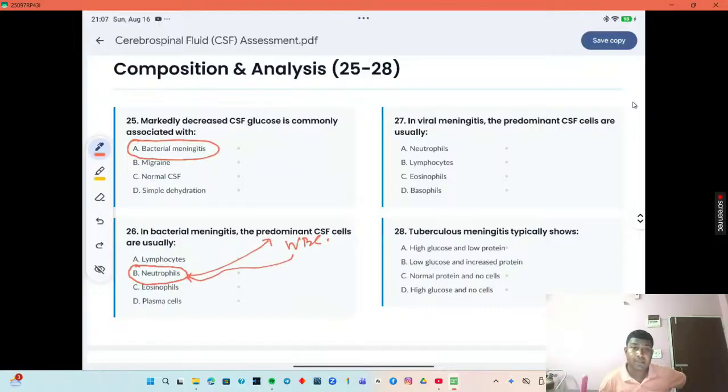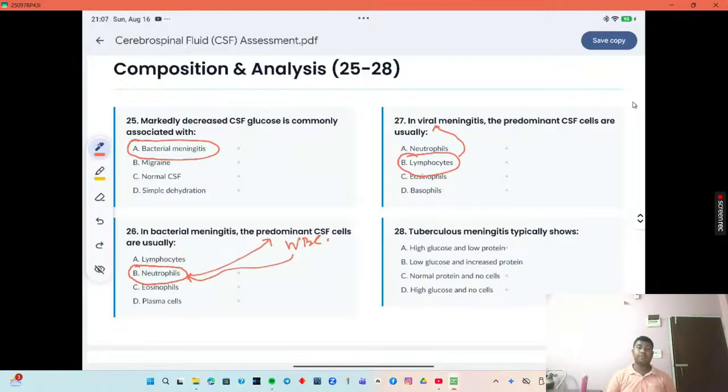And in viral meningitis, the predominant CSF cells are lymphocytes. Neutrophils are for bacterial meningitis, and for viral meningitis, the predominant WBC will be lymphocyte. For bacterial, neutrophil, and for viral, it will be lymphocyte.